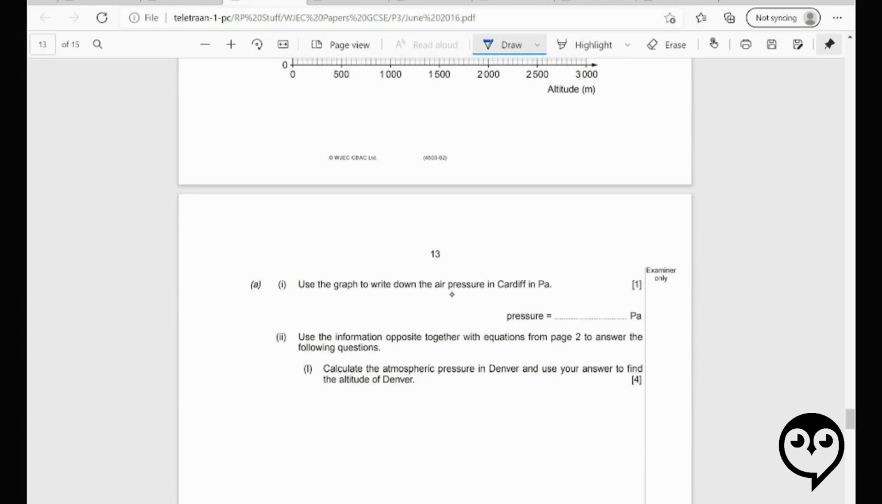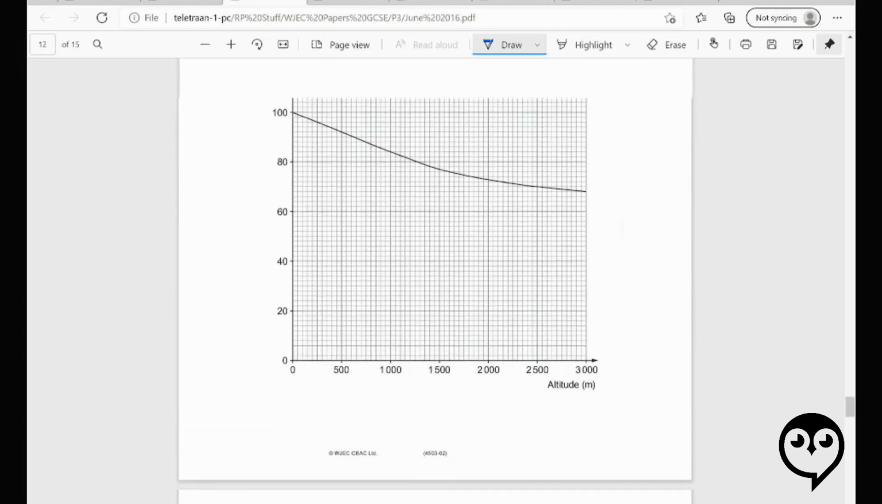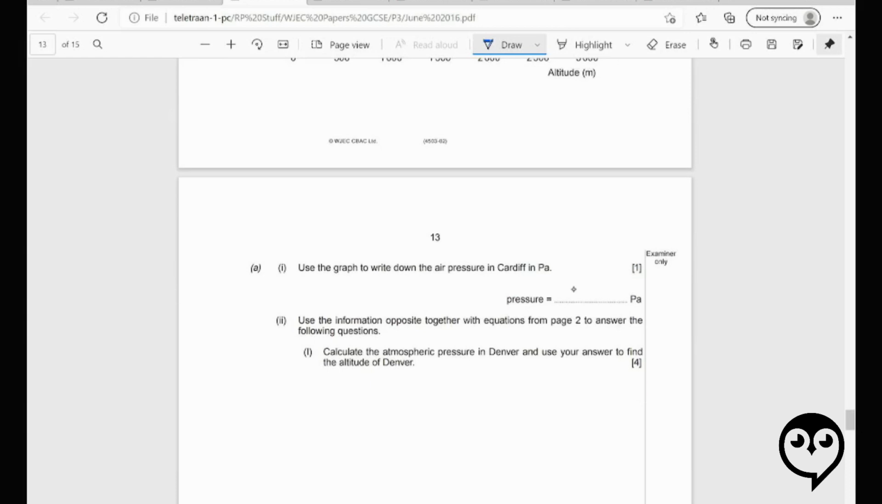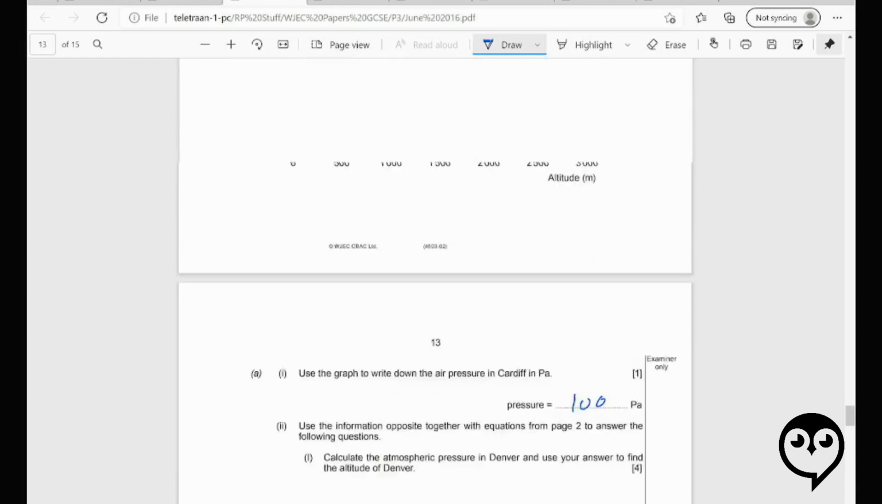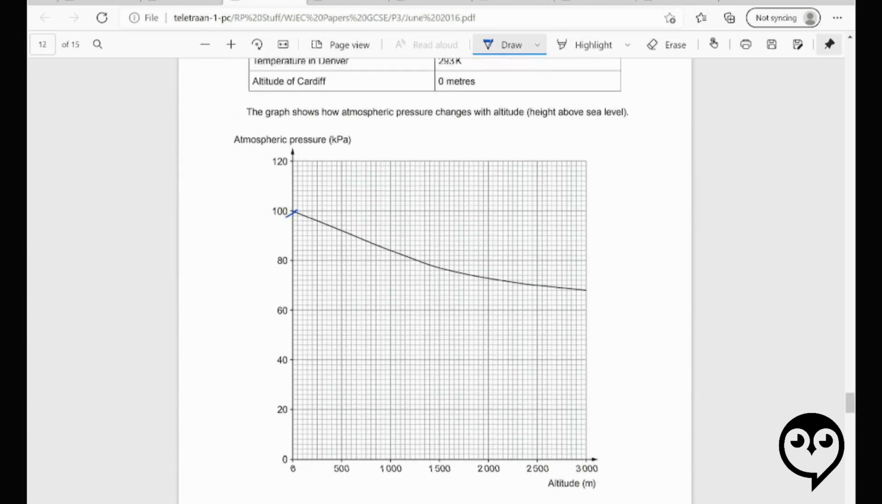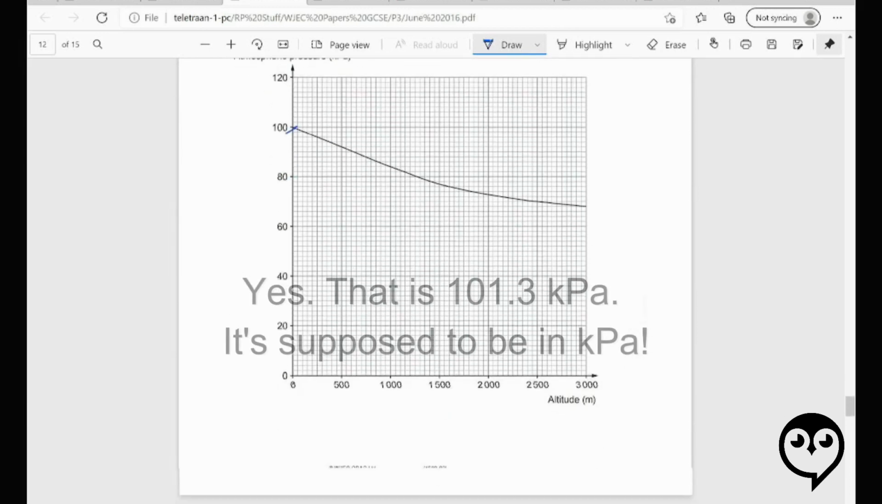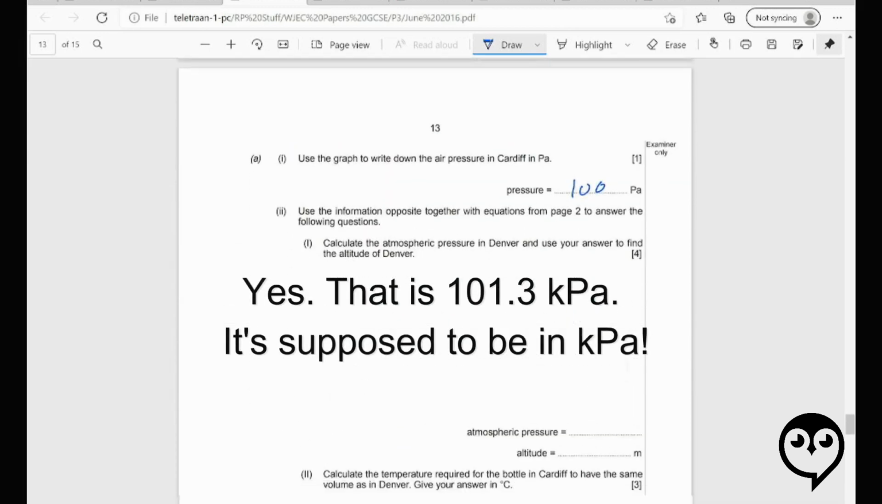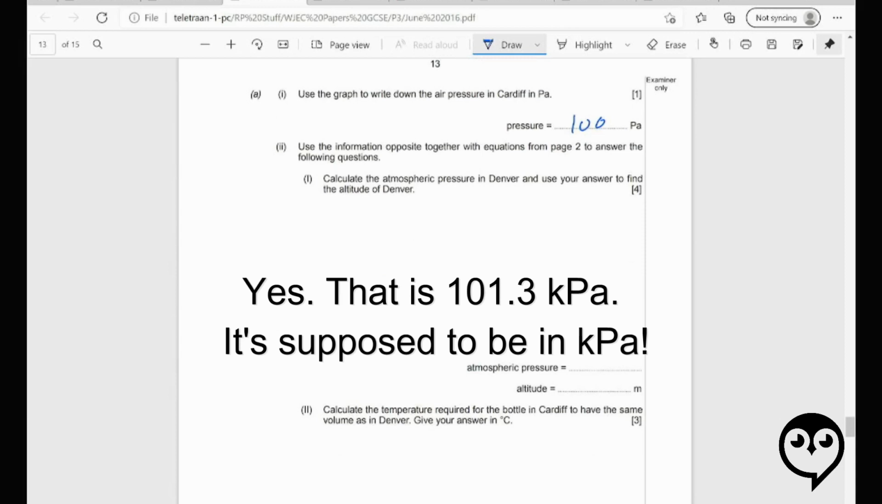Use the graph to write down the air pressure of Cardiff. Okay, well, sea level. So the air pressure at Cardiff is 100 kilopascals. That's what they call an atmosphere. I thought it's supposed to be 101.3, but well, that's fine. Okay, what else do they want to know?